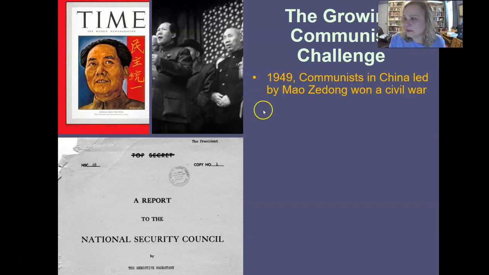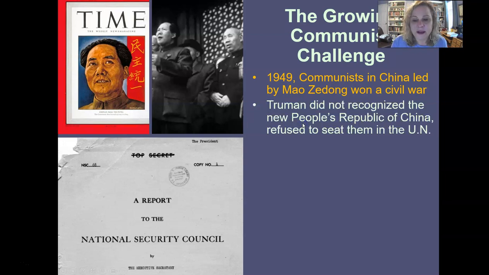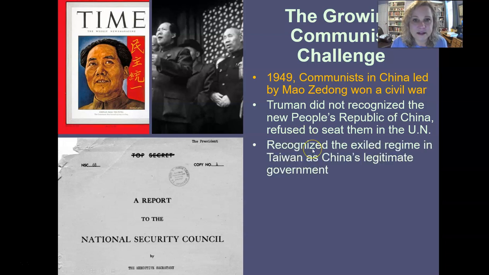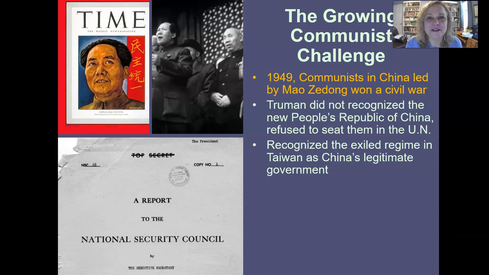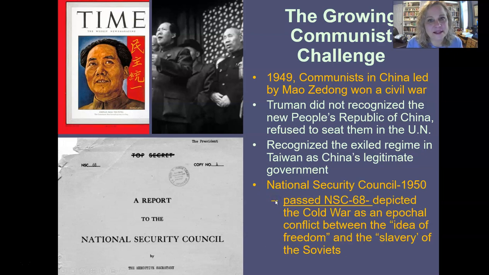Another thing that happens that becomes very concerning, again in 1949, is that Mao Zedong overthrows the Chinese government. In response to that, Truman did not recognize the new People's Republic of China, refused to seat it in the UN, and recognized Taiwan's government as the legitimate government and thought that the People's Republic of China was the illegitimate one.